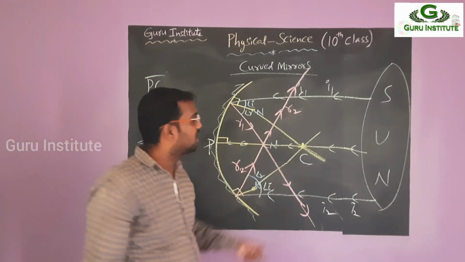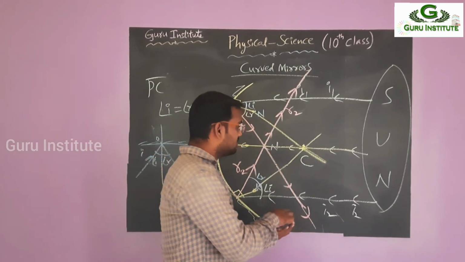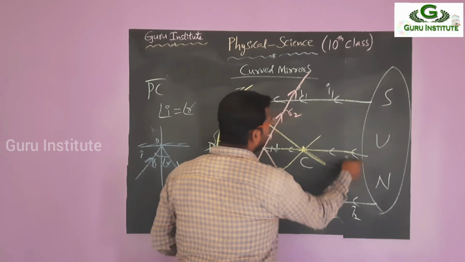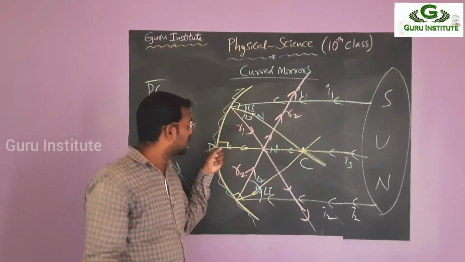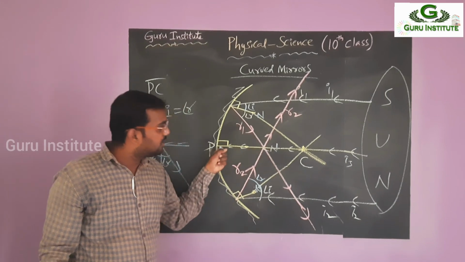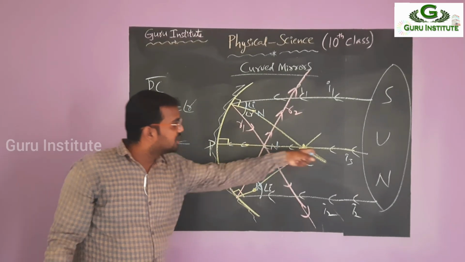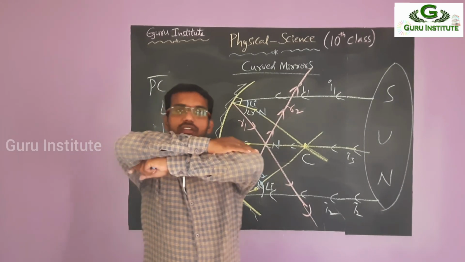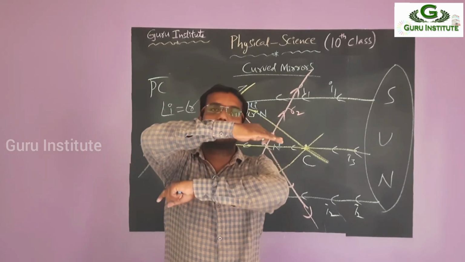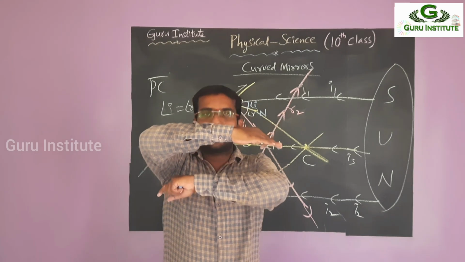Now coming to this one. This is the incident ray. I am taking this as I3, the third one. It is moving like this and falling on the pole. This is the normal, and this is the pole. Then what is the angle between the incident ray and the normal? Both lie on each other, so they are parallel lines, right? For parallel lines, the angle is 0.